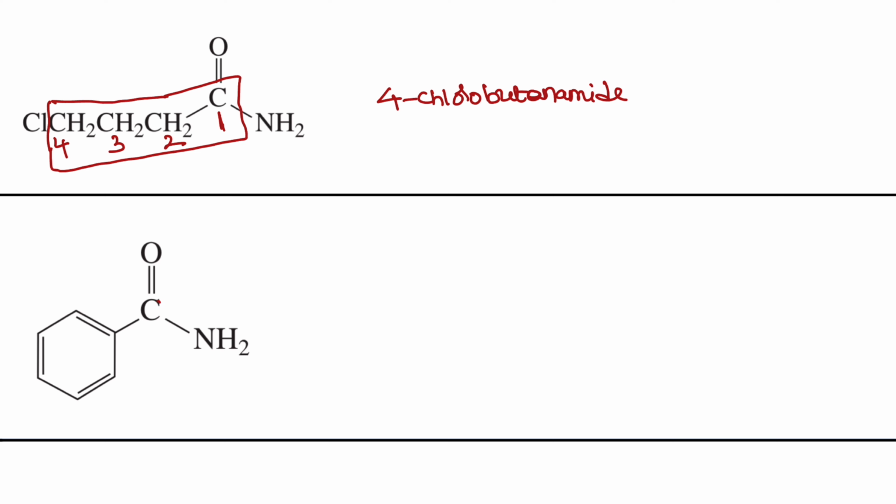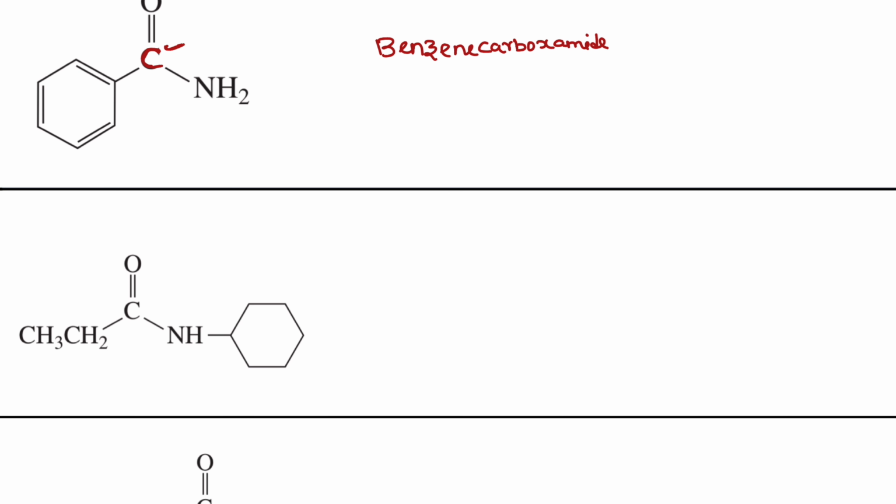And here this is a chain terminating functional group. Carbon is directly attached to the ring system. This carbon cannot be adjusted in the root word, so we have to use a special suffix. Special suffix in case of amides, that is carboxamide. So this is benzene carboxamide, not amide, carboxamide. Special suffixes you have to use.